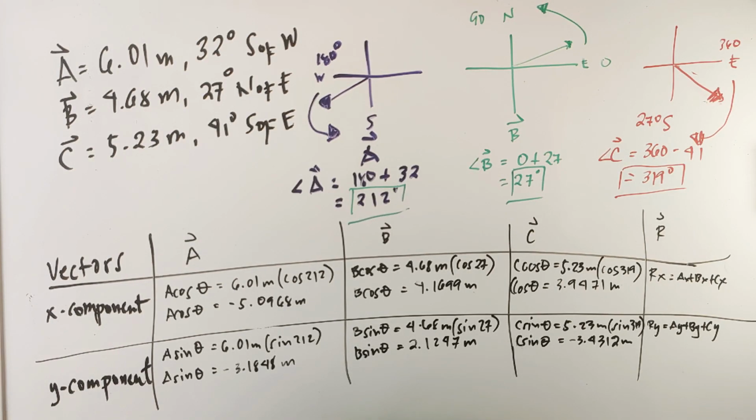The negative 5.0968 plus 4.1699 plus 3.9471. You can check for the signs if you think they're correct. So this is negative, so it's on the west, correct? This one is positive, it's on the east, which is correct again. Then this is positive, which is on the east again, so that's correct.